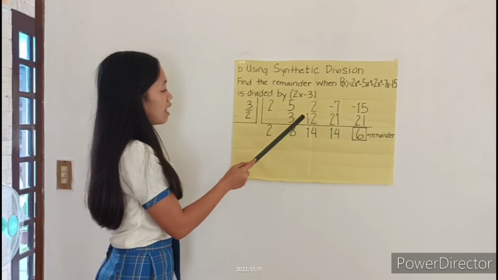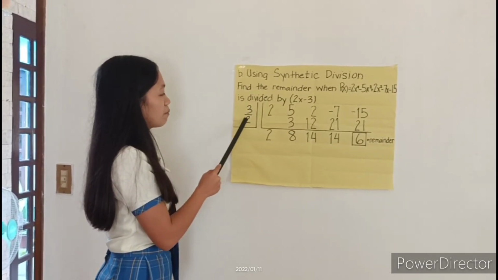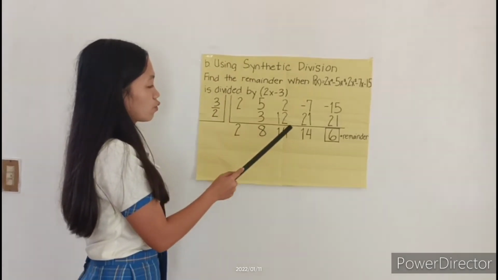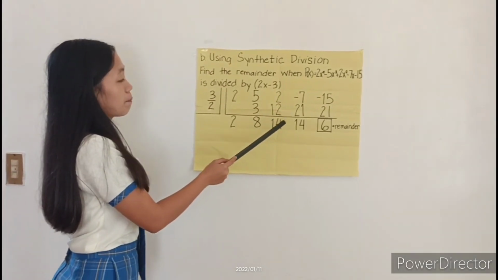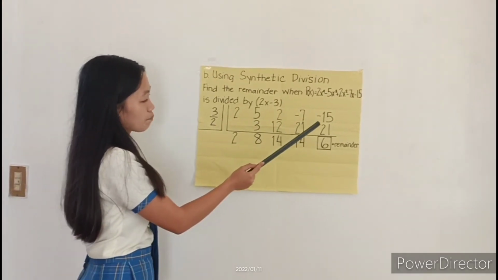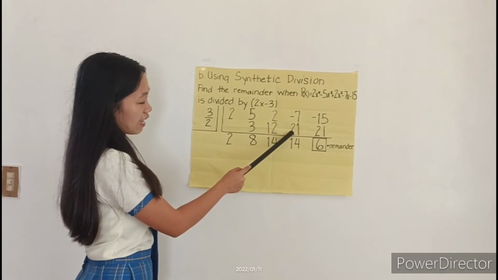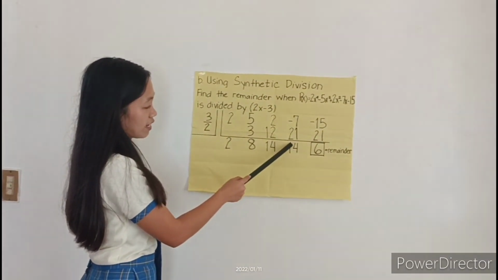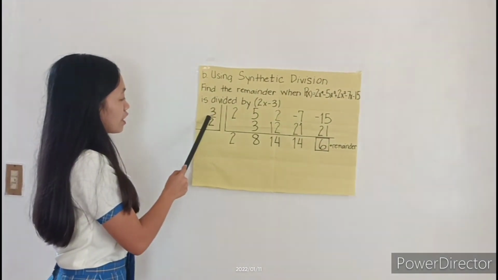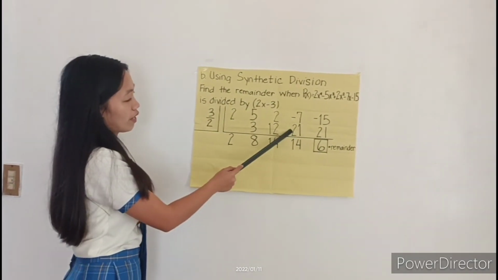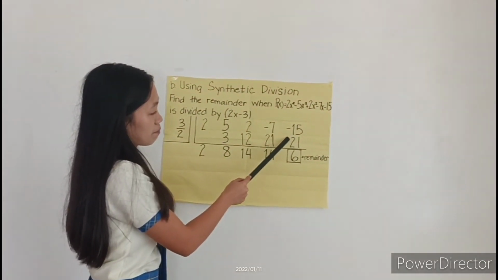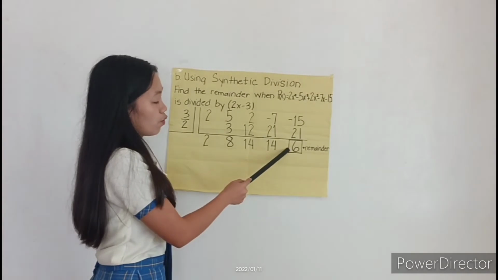Then multiply. Negative 2 times 3 is negative 6 divided by 2 is equal to negative 3. Then add 2 plus negative 3 is equal to negative 1. Then multiply. Negative 1 times 3 is equal to negative 3 divided by 2 is equal to negative 3 halves. Then add negative 7 plus negative 3 halves. Then multiply, and then add negative 15 plus the product, which gives us 6.